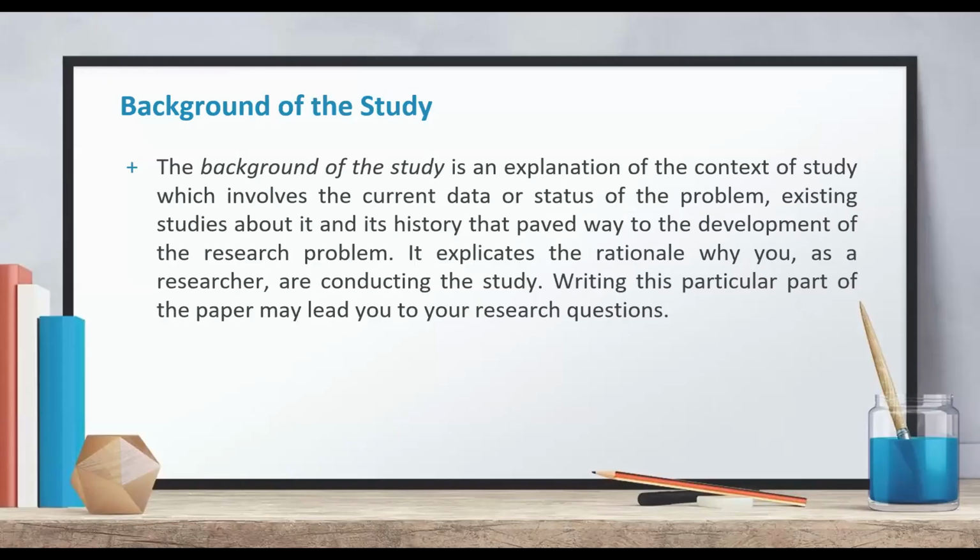So first is the background of the study. So when we talk about the background of the study, it is an explanation of the context of study, which involves the current data or status of the problem, existing studies about it, and its history that paved way to the development of the research problem. It explicates the rationale why you as a researcher are conducting the study. Writing this particular part of the paper may lead you to your research questions.